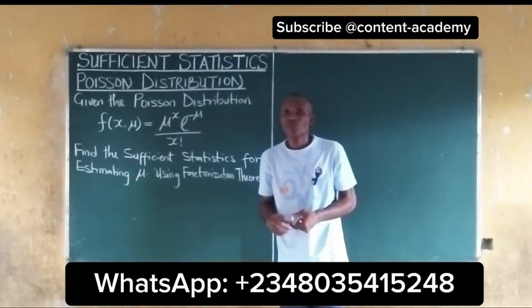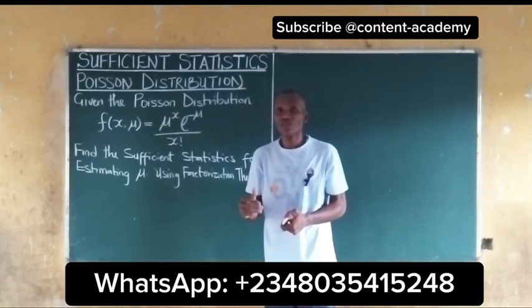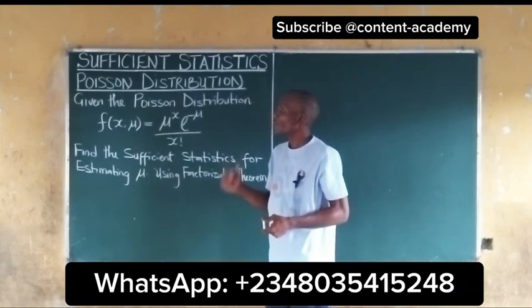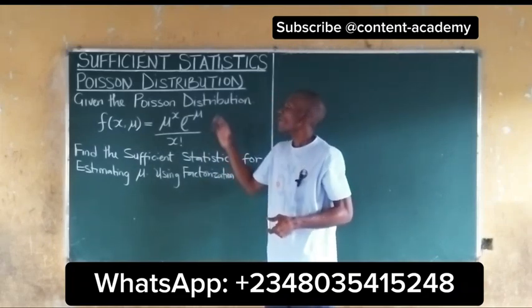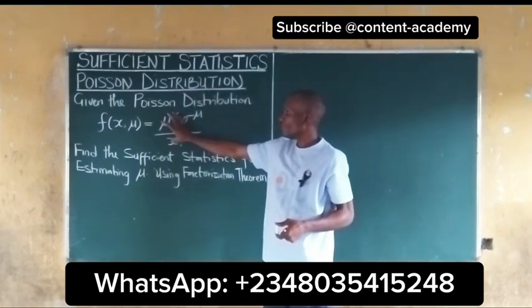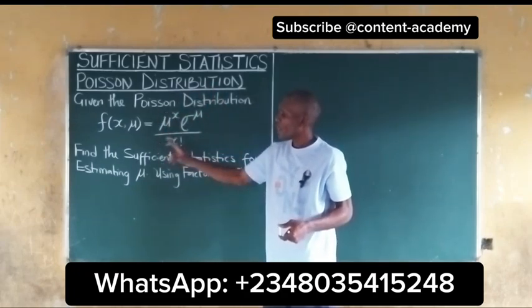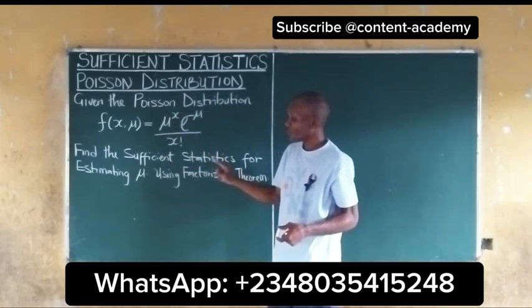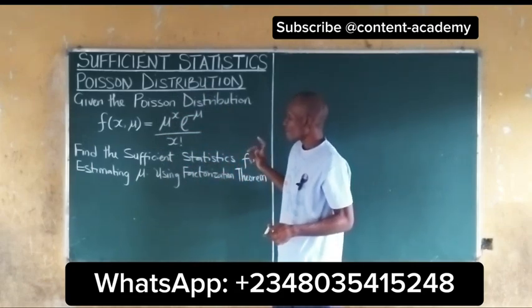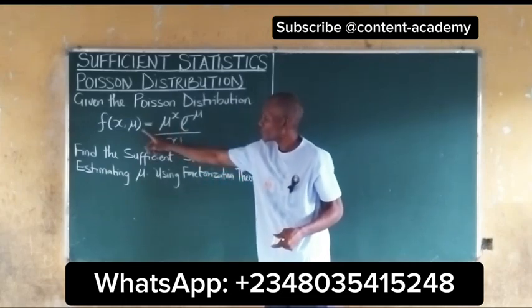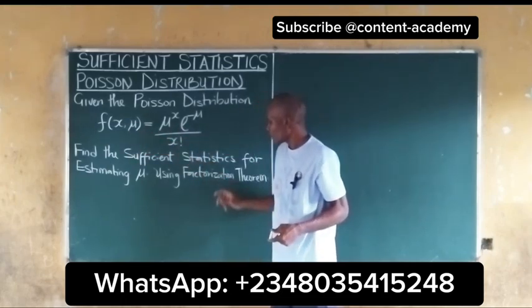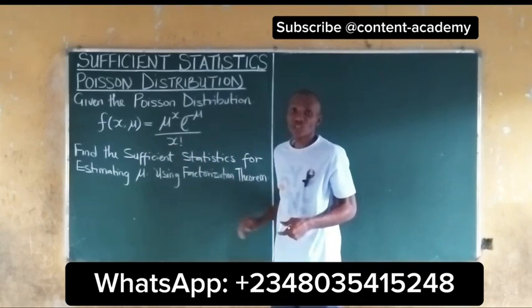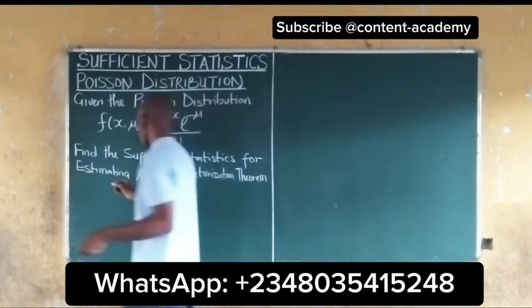In this video, we are to discuss sufficient statistics, and we are to find the sufficient statistics for the Poisson distribution given. This is the PDF, and we are asked to find the sufficient statistics for estimating mu. Mu is the parameter here, using the factorization theorem. Solution.